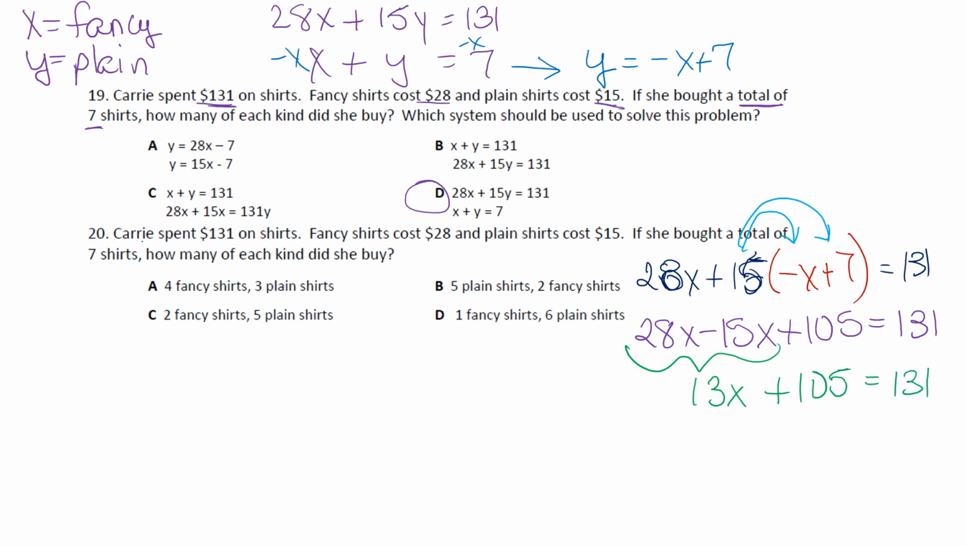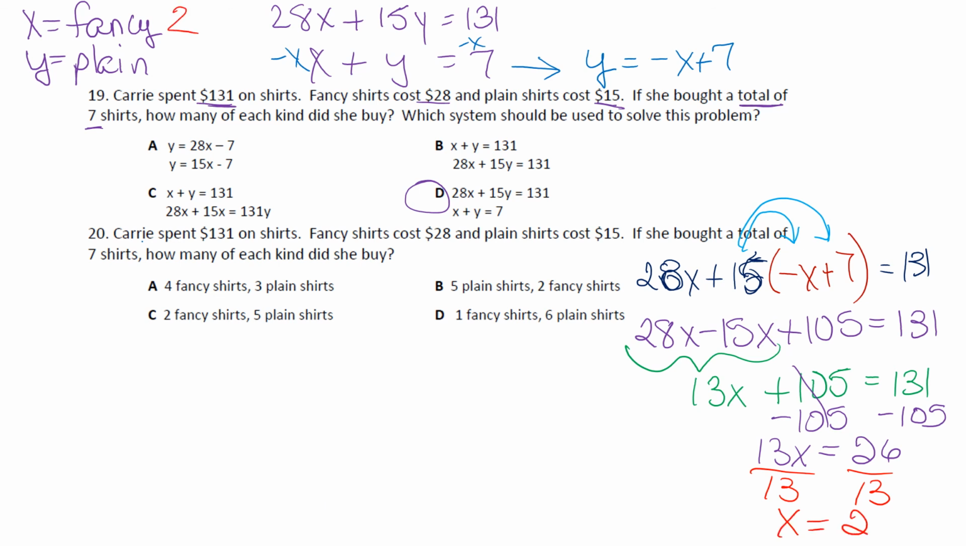We need to move the 105 to the other side, so we're going to subtract 105 from both sides of the equal sign, leaving me with 13x equals 26. And then finally, we're going to divide both sides by 13. And so that will let me know that x equals 2. So x is your fancy shirt, so that's 2.